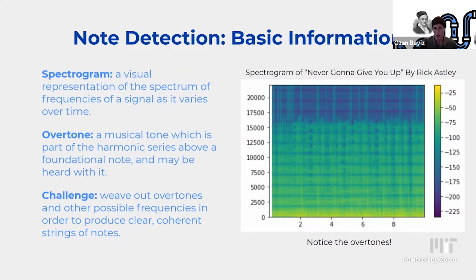To the right, you can see the spectrogram of Never Gonna Give You Up by Rick Astley. In this, the only notes that are actually being played occur near the bottom, as you can see, indicated by a more saturated shade of yellow. The remainder of the frequencies shown are overtones. As depicted, it is possible for these overtones to have comparable amplitudes to the foundational played notes.